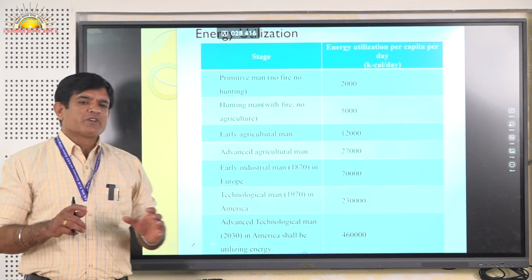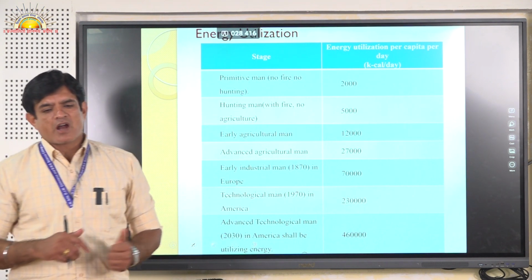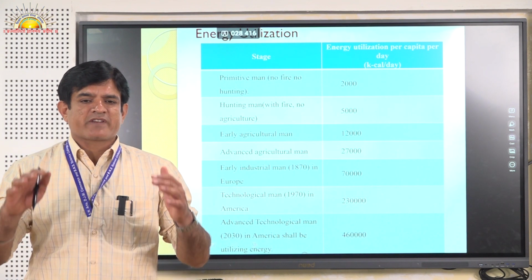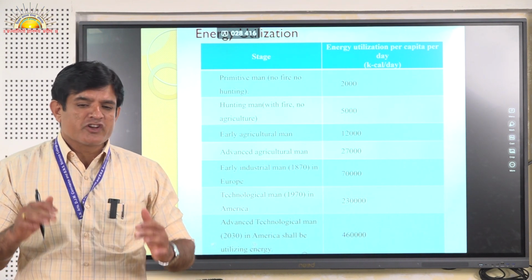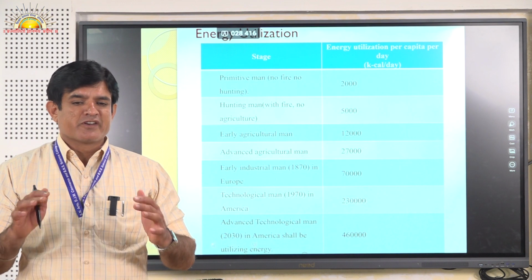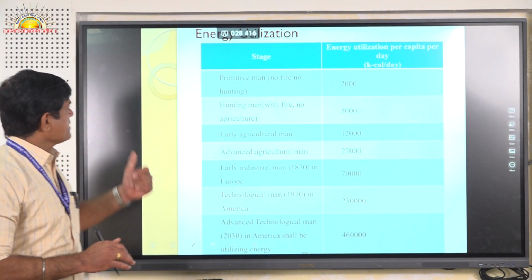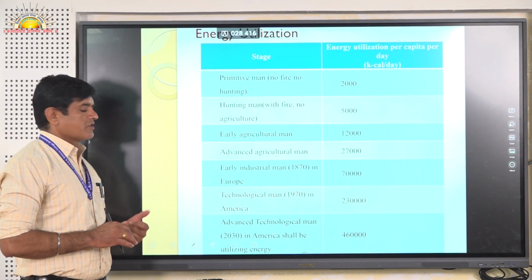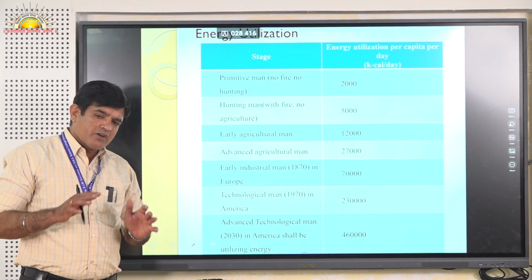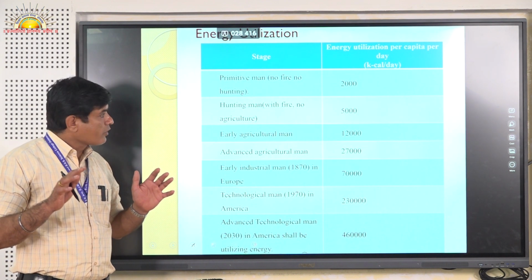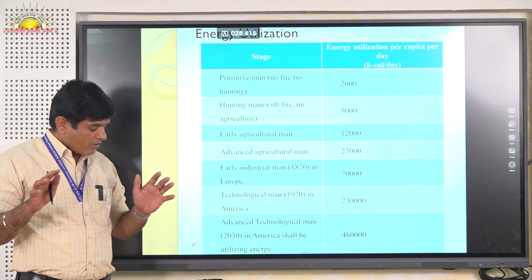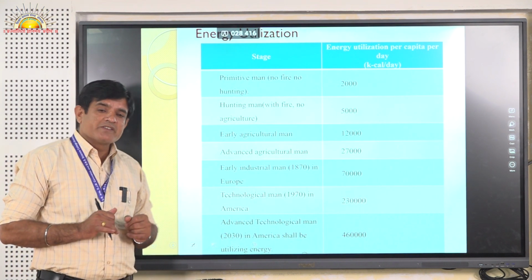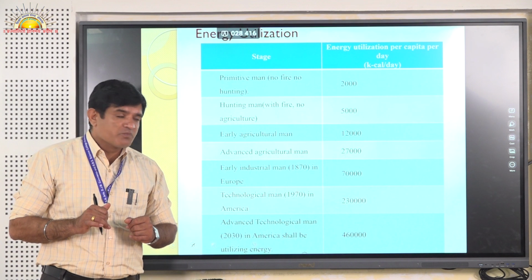Now see the utilization of energy. From that chart we will conclude, from primitive stage to advanced technological man, how much energy is utilized. You will understand from this chart. Let us see from the first stage, that is called the primitive stage. The primitive man does not use fire for cooking and does not use energy for hunting. That man utilizes 2000 kilocalorie energy per day.